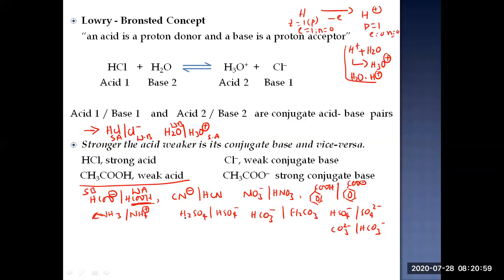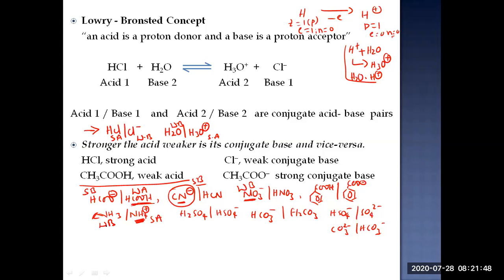Now I'll randomly point out. Weak base. Strong base. Weak base. Weak base. Strong acid. Weak acid. Weak acid. Ammonia is a weak base.